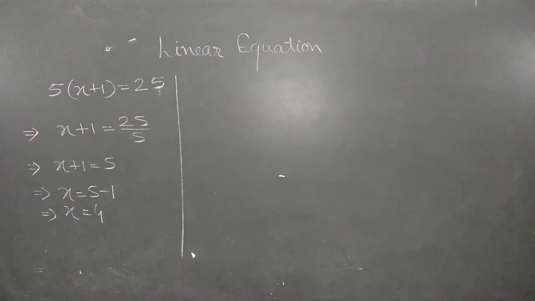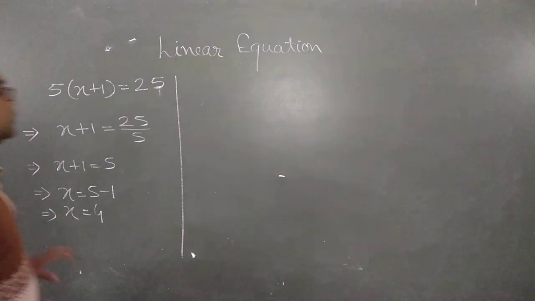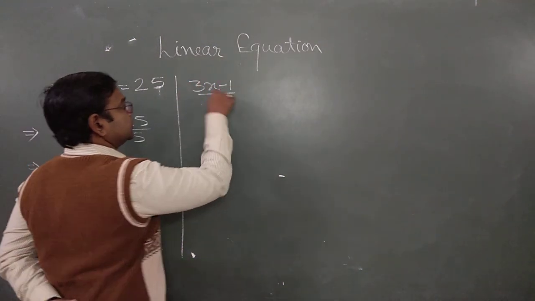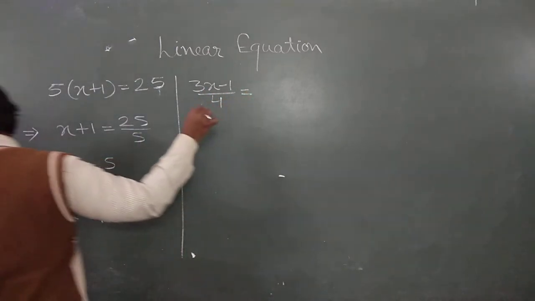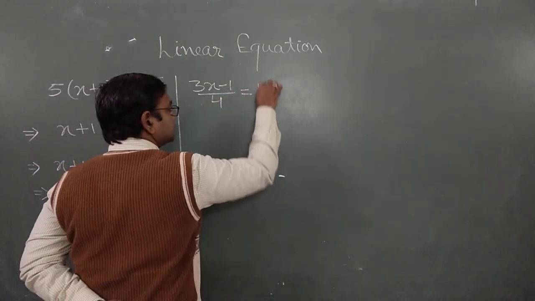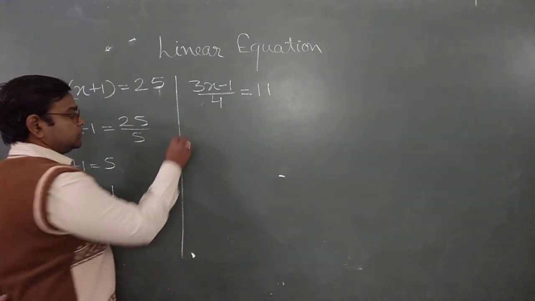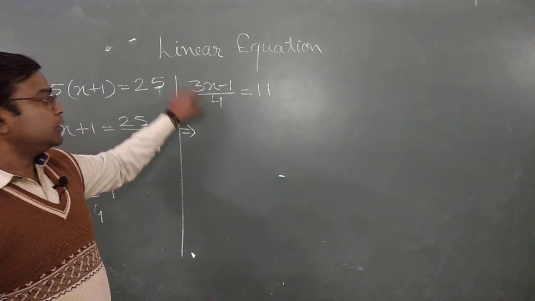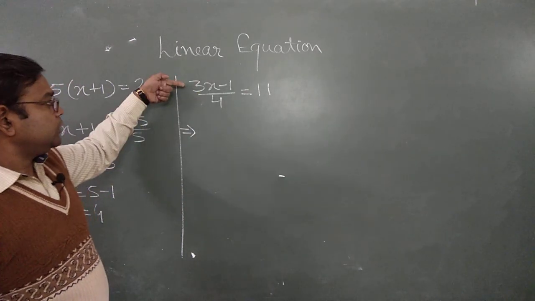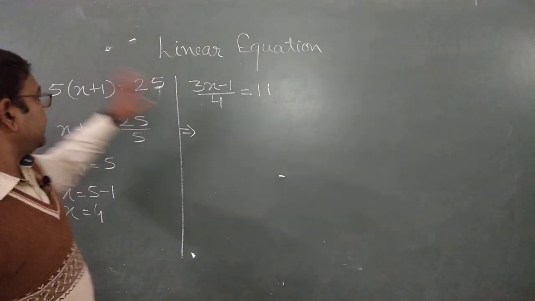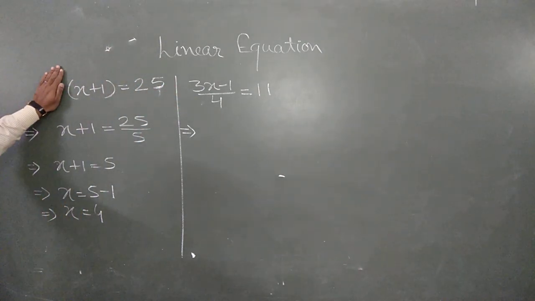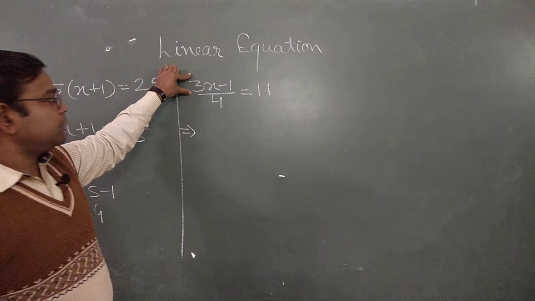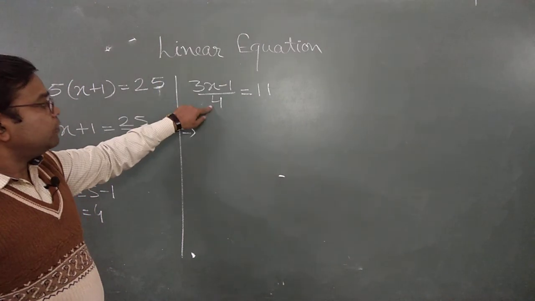Move to the next question. Here we have 3x minus 1 upon 4 equals 11. So how do we solve this one? We have to free the variable. For freeing the variable, this 4 is divided with the complete expression 3x minus 1. In this case we have two expressions, like the previous case. 5 is one expression, x plus 1 is another. Similarly, here 3x minus 1 is one expression and 4 is another expression.